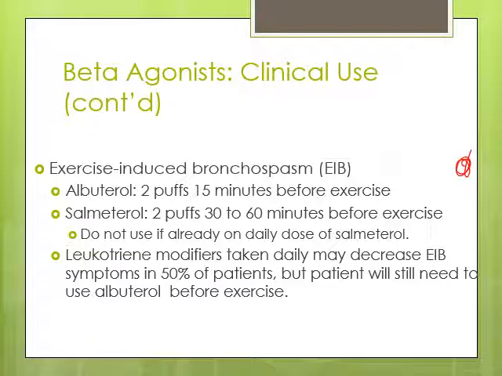Now there's different time frames with this, but albuterol is sort of the gold standard with your beta agonist. You take 2 puffs 15 minutes prior to exercise, and it gives you some support of prevention for about 2 to 3 hours. The dose of salmeterol is 2 puffs 30 to 60 minutes prior to exercise, and it should prevent exercise-induced bronchospasm for 10 to 12 hours. And so there's a huge difference between the two.